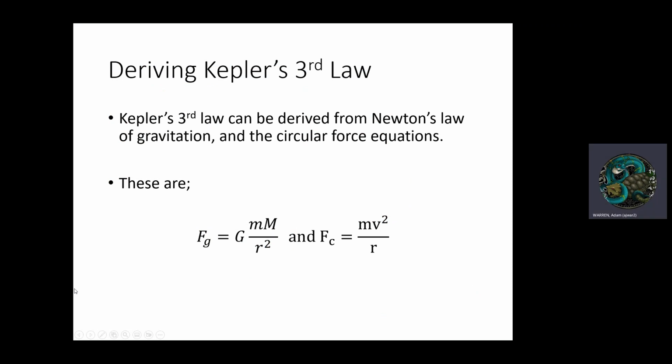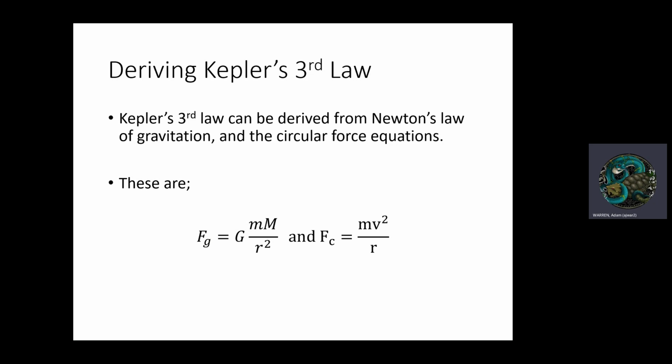What you need to remember, this is all that's in the syllabus, is that Kepler's third law can be derived from Newton's law of gravitation and the circular force equation. So Newton's law of gravitation we covered in 1.2.6, and it's down there, big G times the product of the two masses of the two objects and divided by the radius squared. And the centripetal force equation, which we covered in 1.2.4 and 5, we see mass times velocity squared over radius.